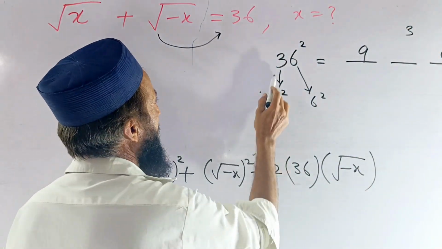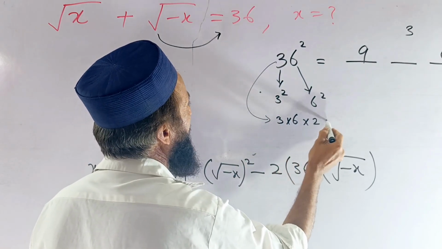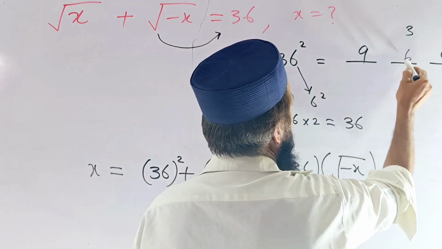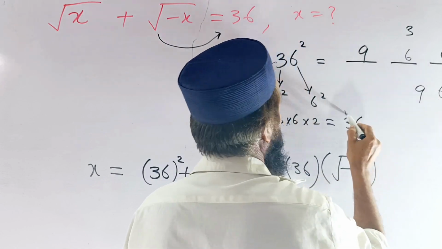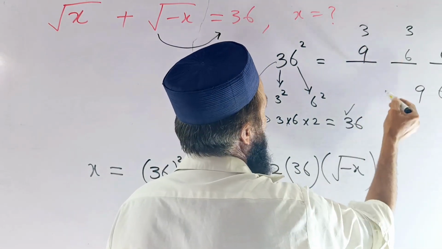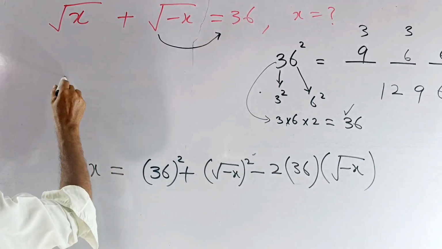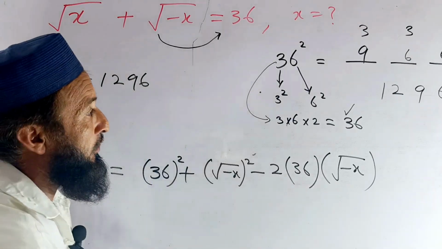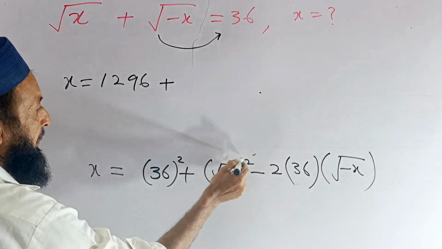Similarly the second step: 3 multiplied by 6 multiplied by 2, we get 36 again. So this 6 we put here and add this term. 6 plus 3 is 9, and this integer is carried up to the other terms. So 3 plus 9 we get 12. So 1296 is the answer for 36 square. If you have no calculator, you can use this procedure, and this will be cancelled with this one.